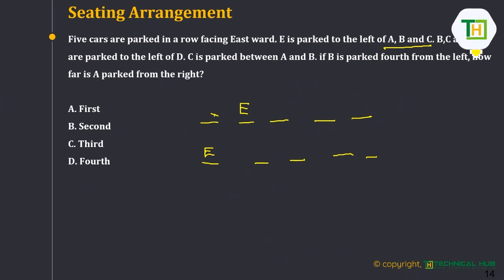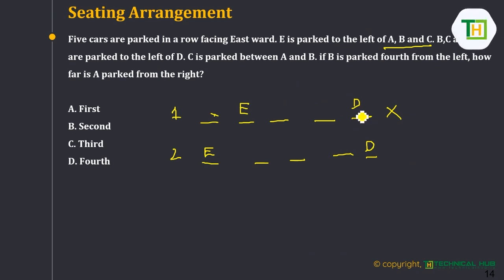B, C, and A are parked to the left of D. Suppose D is taken in this place. Then B, C, A cannot be placed in this condition. Suppose D is taken in this place, then the places for A, B, C are not available, since E is in between. Suppose this is condition 1 and this is condition 2. So condition 1 is not followed. Okay, B, C, A are parked to the left of D, so suppose D is taken in this place. So here B, C, A. Yes.